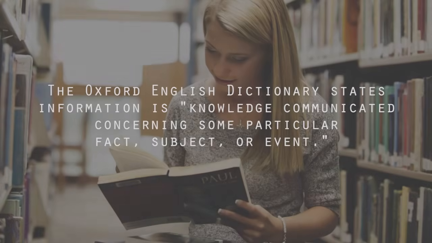In this video, you will learn how to identify different kinds of information in order to answer your research questions. The Oxford English Dictionary states information is knowledge communicated concerning some particular fact, subject, or event. That knowledge is created to convey a message to specific audiences.